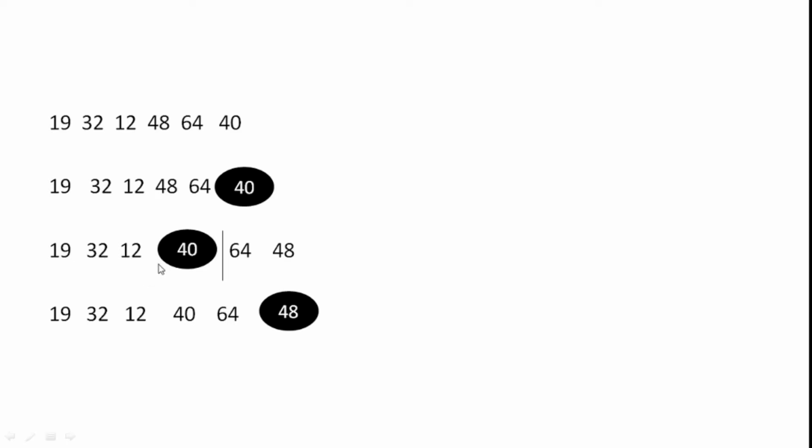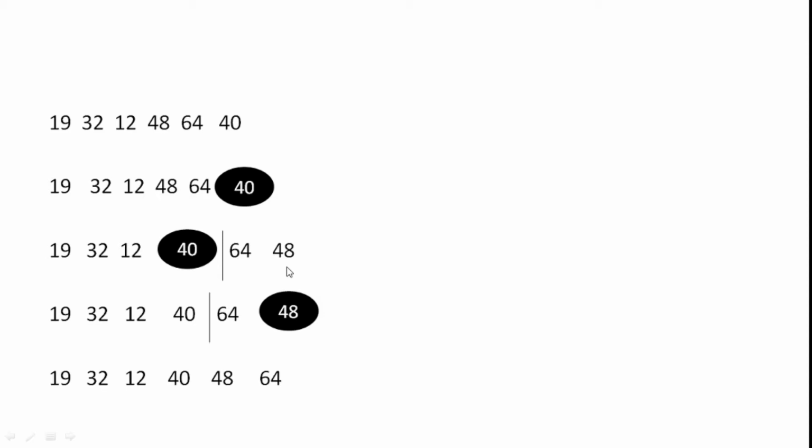Now we'll have to again quicksort this left part and then quicksort this right part. After sorting this, we'll get 64 and 48, and when we sort this, it will also be sorted in the correct order, like 12, 19, 32. After we apply quicksort and take 12 as pivot here, we'll get the sorted result. So this is how quicksort works. It takes an element as pivot and divides the array into two parts.